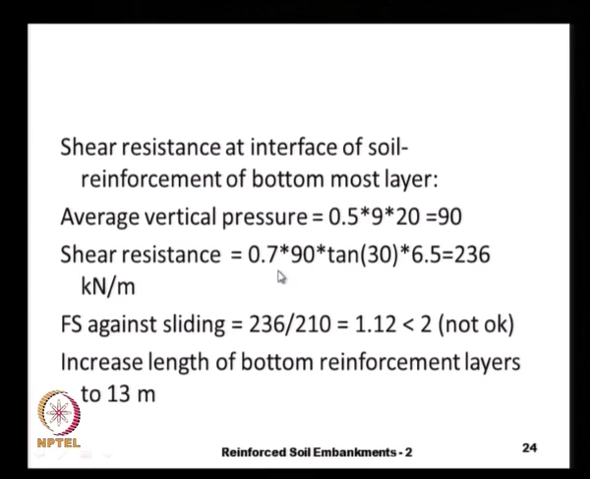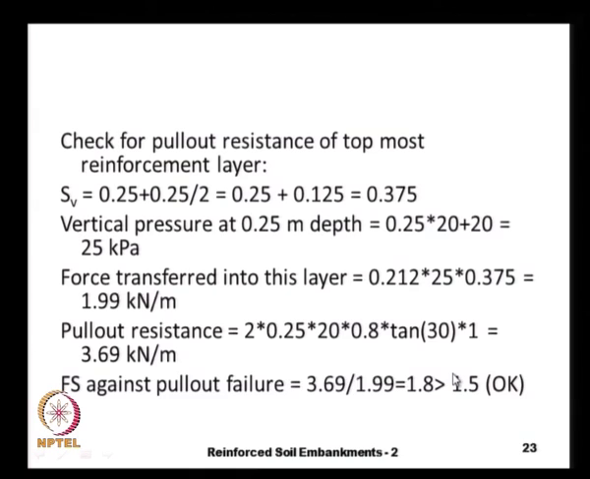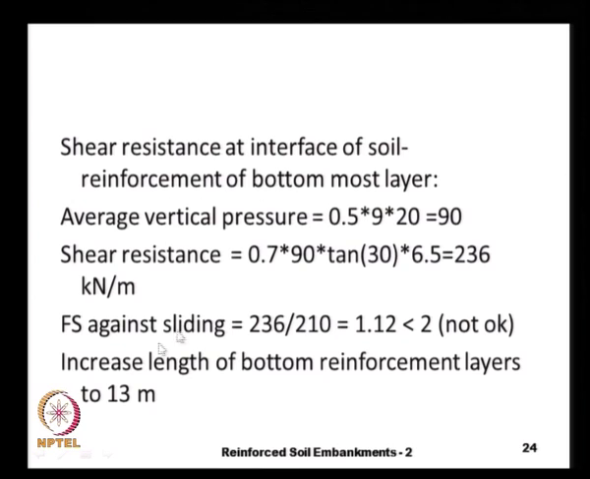our shear interaction parameter is 0.7 times vertical pressure 90 times tan phi, that is tan 30, times 6.5, that is 236 kilonewtons per meter. The factor of safety against sliding is this 236 divided by 210, and this factor of safety is coming as 1.12, which is less than 2. So, it is not sufficient.